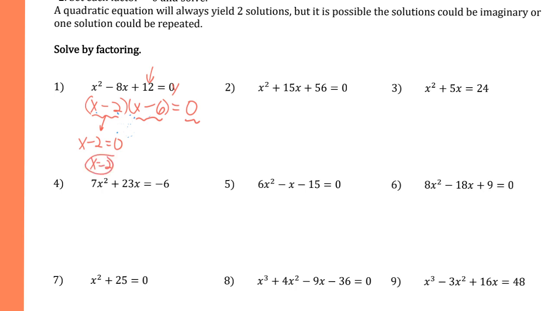And then the proper thing is to put "or" between them. You put x minus 6 equals 0. Add 6 to both sides, and you get x is equal to 6. So your answers are 2 or 6, and they should work in the original problem.